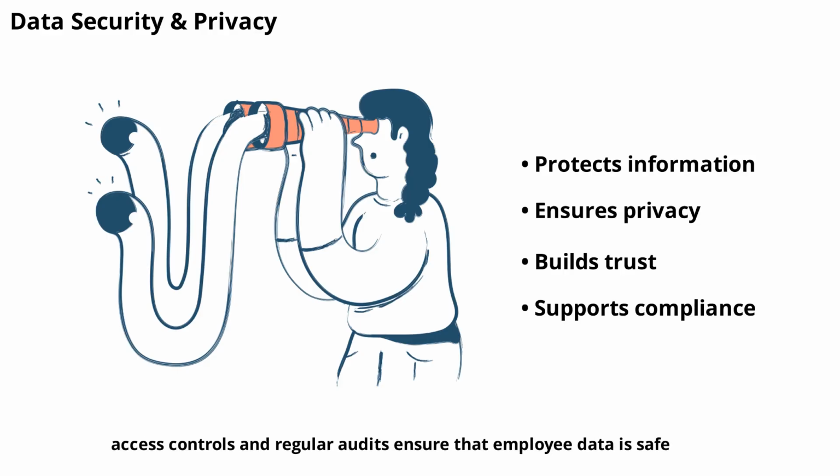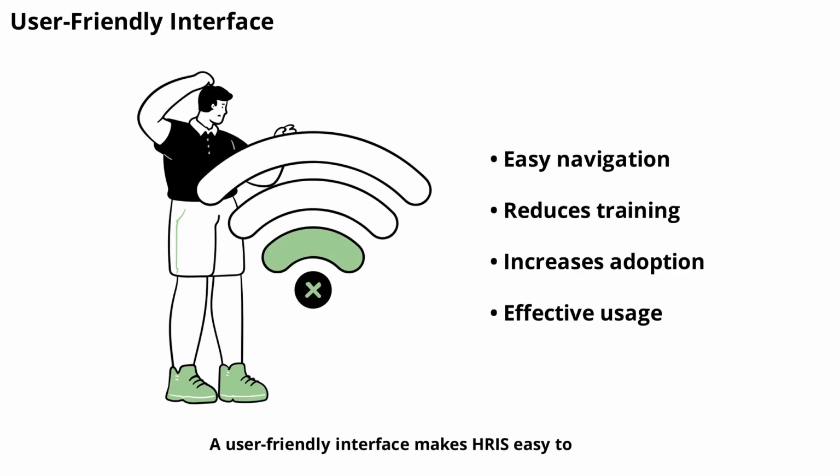Encryption, access controls, and regular audits ensure that employee data is safe. For resource planning, data security builds trust and ensures compliance with regulations. A user-friendly interface makes HRIS easy to navigate for both HR professionals and employees. Intuitive design reduces training time, increases adoption, and ensures that resource planning features are used effectively across the organization.